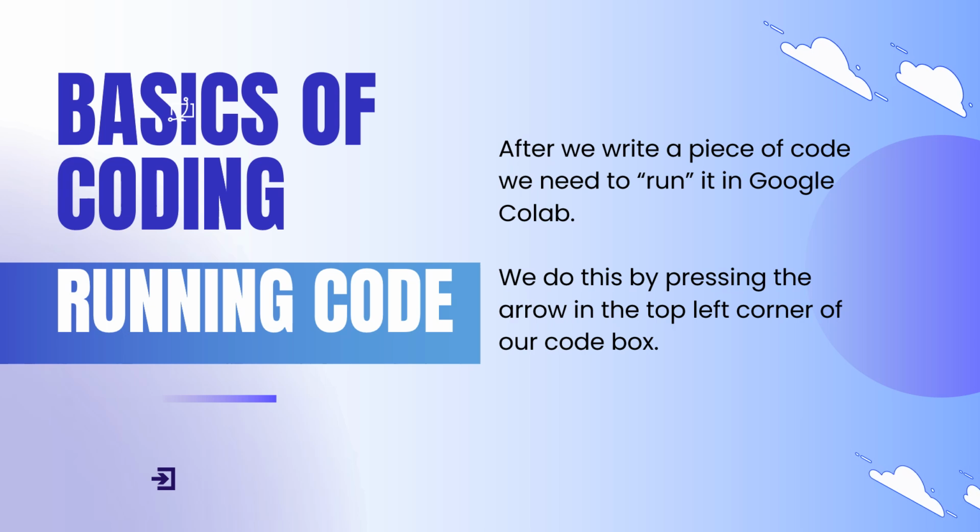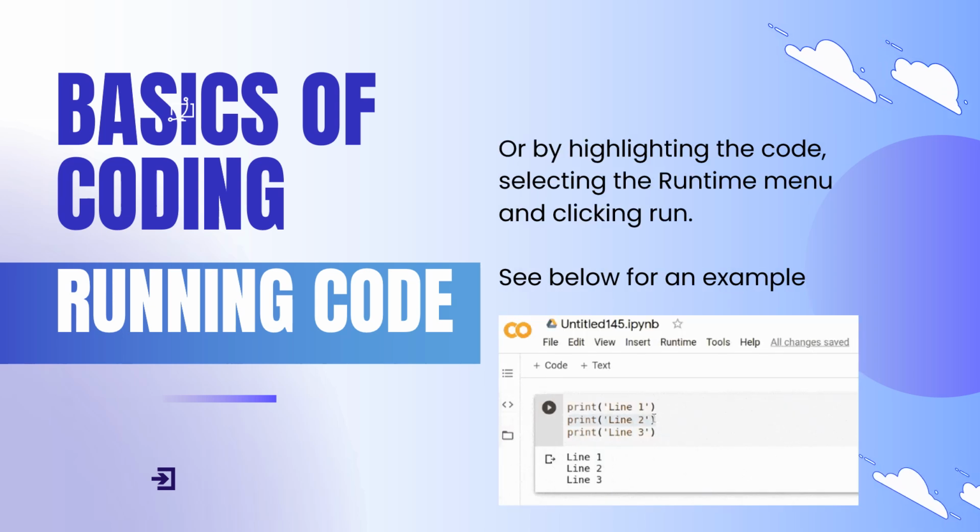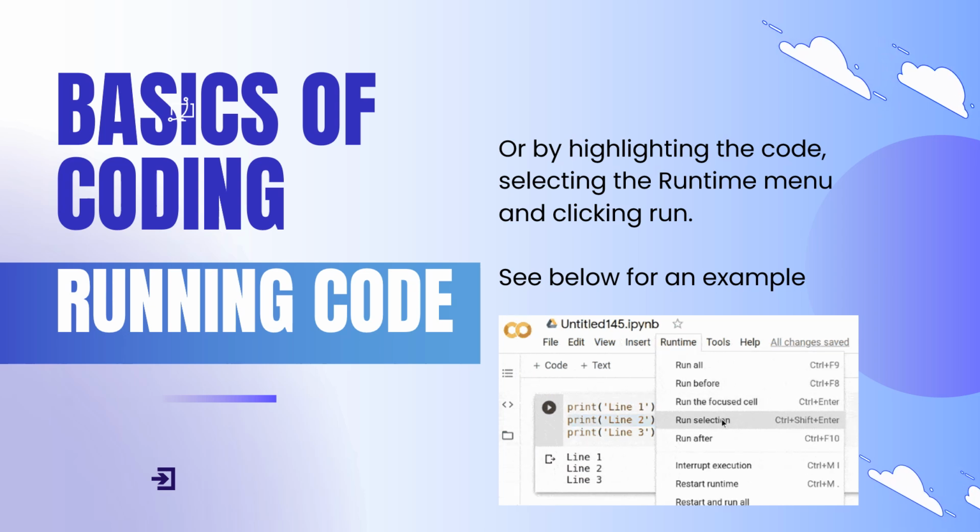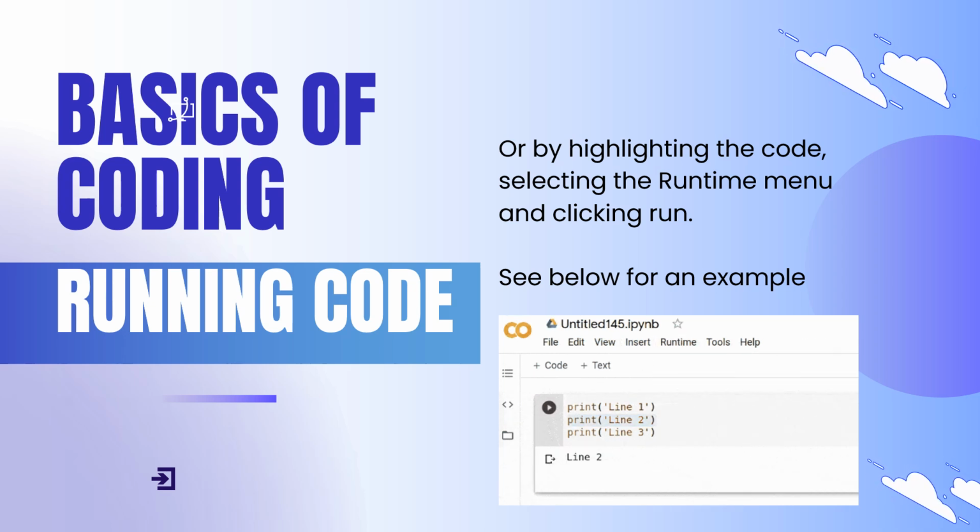Before we get into the basics, let's talk about how to run code. After we write a piece of code, we need to run it in Google Colab. We do this by pressing the arrow in the top left corner of our code box. We can also do this by highlighting the piece of code, selecting the Runtime menu, and clicking Run. See below for an example.